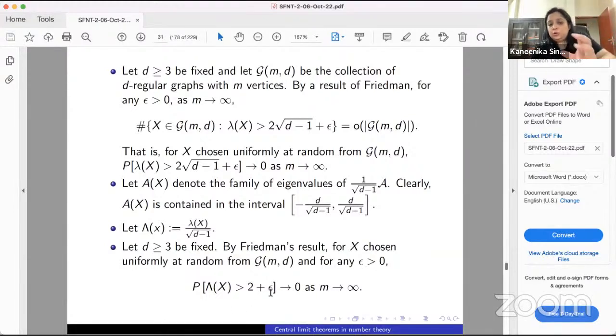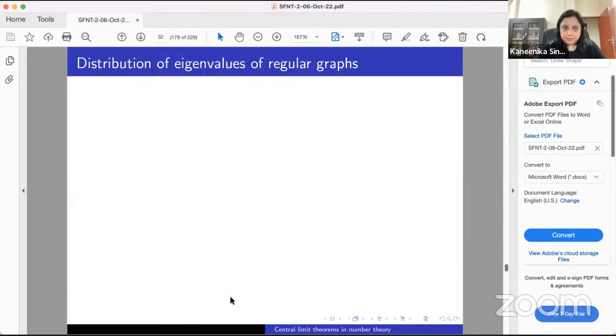This is not quite the analog of the Ramanujan-Deligne theorem. In the context of eigenvalues of Hecke operators, we just knew that all the eigenvalues lie in the interval minus 2 to 2. Here, what we know is that as the size of your graphs grows larger and larger, the probability of an eigenvalue going beyond minus 2 to 2 is very, very small. There could be such eigenvalues, it's just that their numbers are negligible.